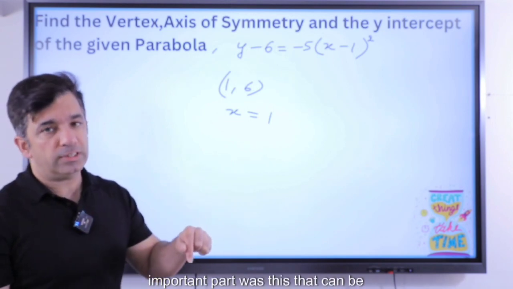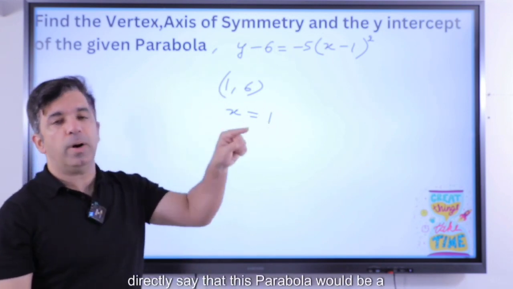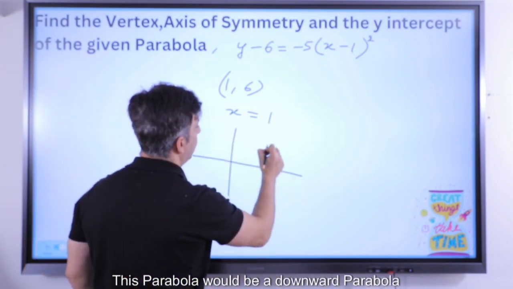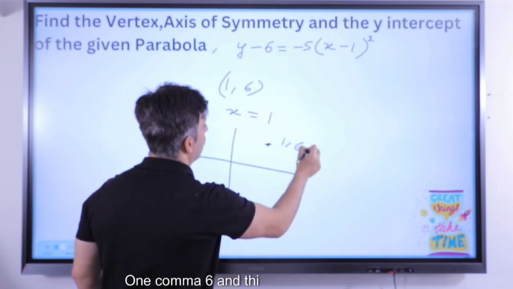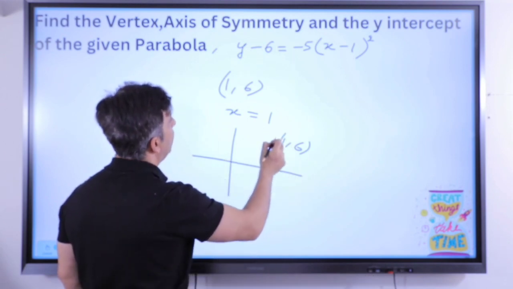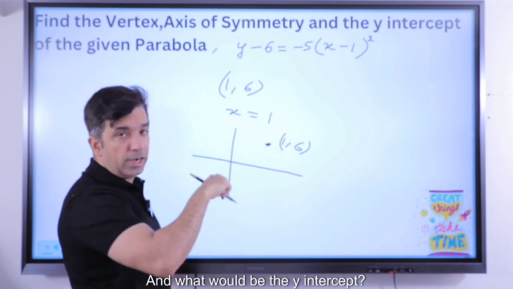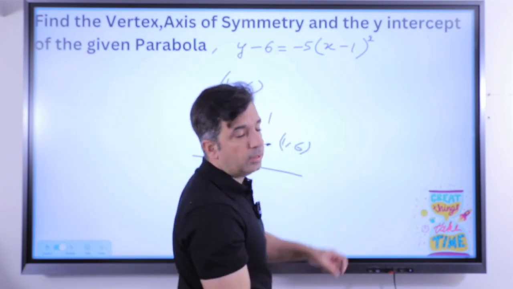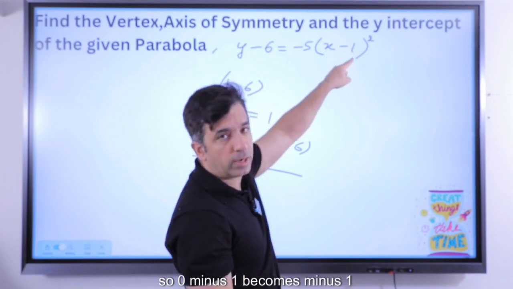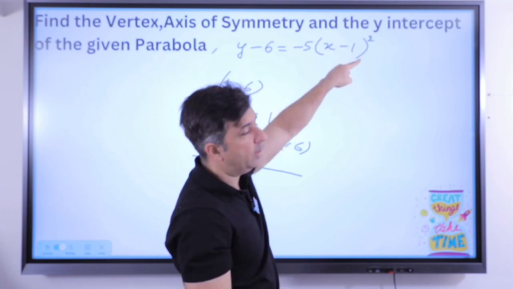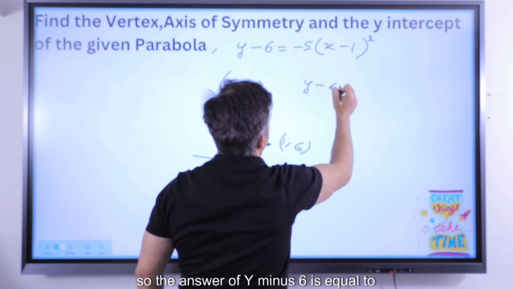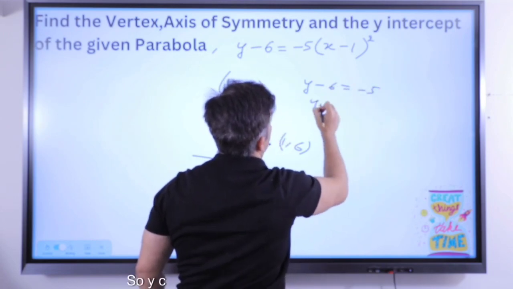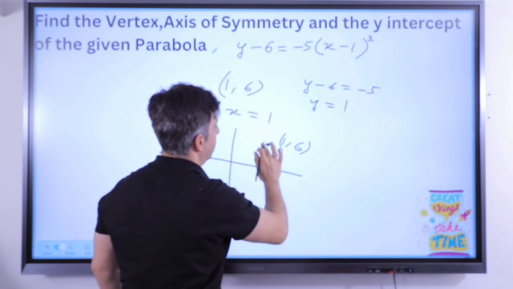And the important part was this: can we directly say that this parabola would be a downward parabola? This parabola would be a downward parabola with the vertex at the point 1, 6. And what would be the y-intercept? For the y-intercept, I simply have to fill the value of x as 0. So 0 minus 1 becomes minus 1. Square of minus 1 is 1. So y minus 6 is equal to minus 5 multiplied by 1, which is minus 5. So y comes out to be 6 minus 5, that is 1.